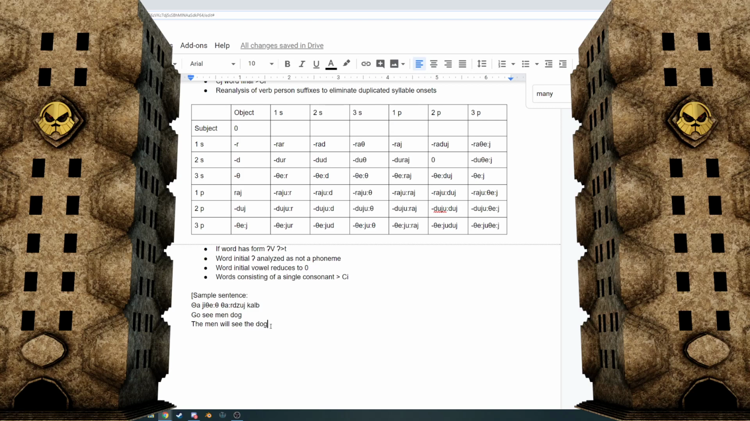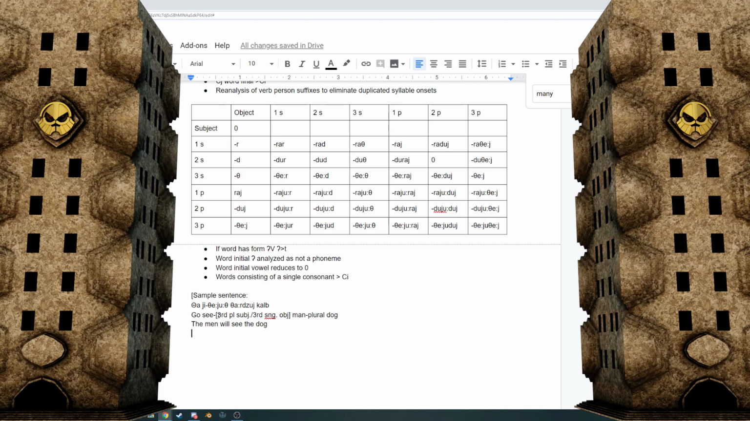Alright, but if we want to do, let's see, go. Then we have a suffix. Oh no, this is not the right suffix. I am getting this all mixed up. Hey, I don't speak this language. Let's get third person subject, third singular object. Let's see. Men. Plural. Dog. The men will see the dog.